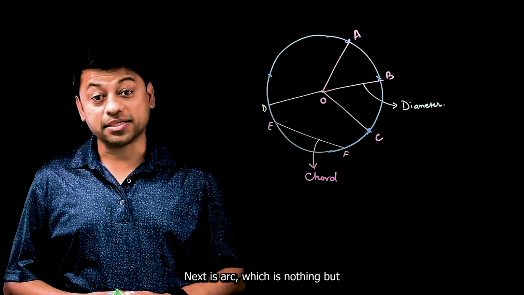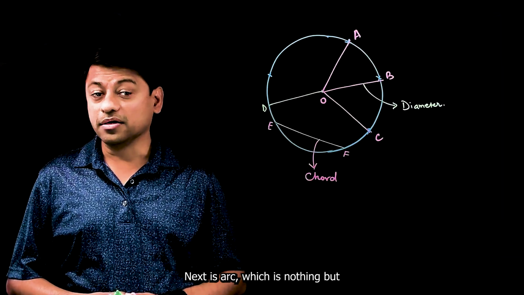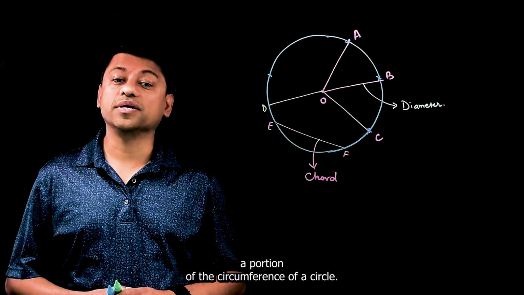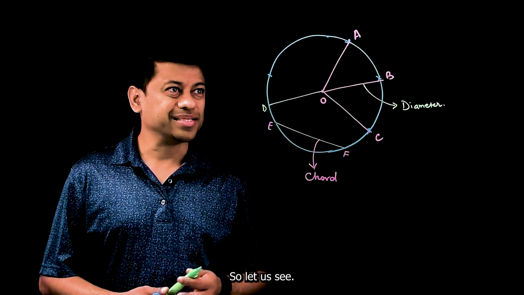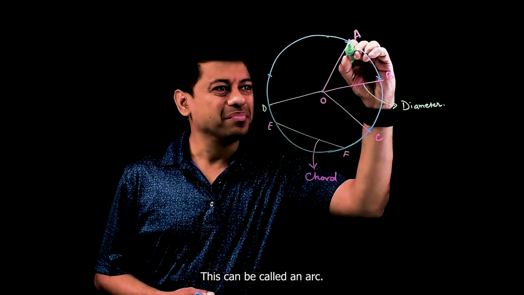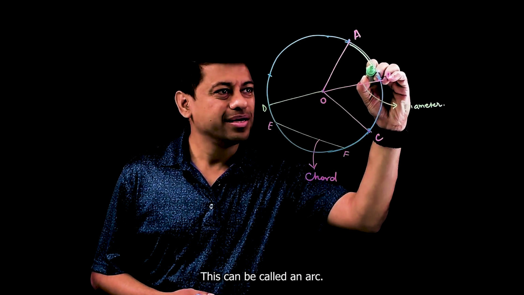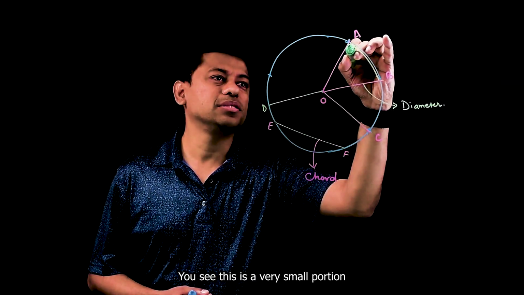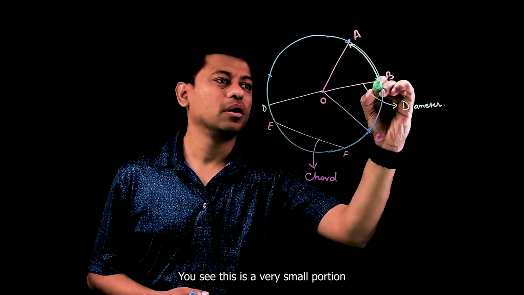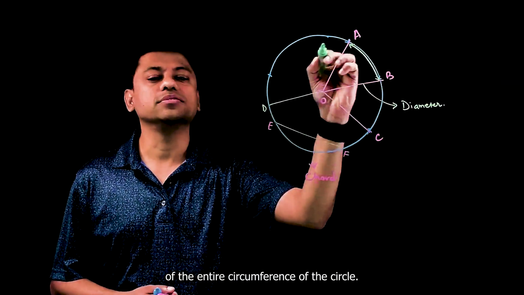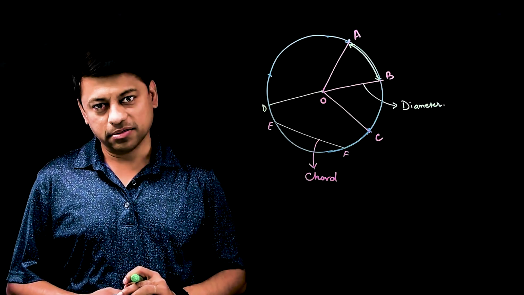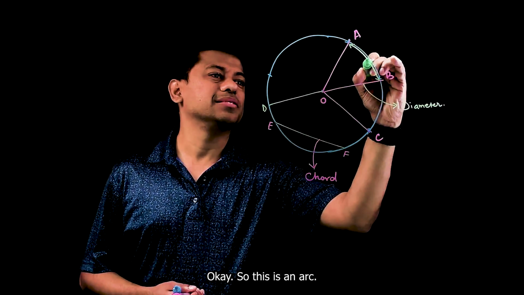Okay. Next is arc, which is nothing but a portion of the circumference of a circle. So let's see. This can be called an arc. You see, this is a very small portion of the entire circumference of the circle. So this is an arc.